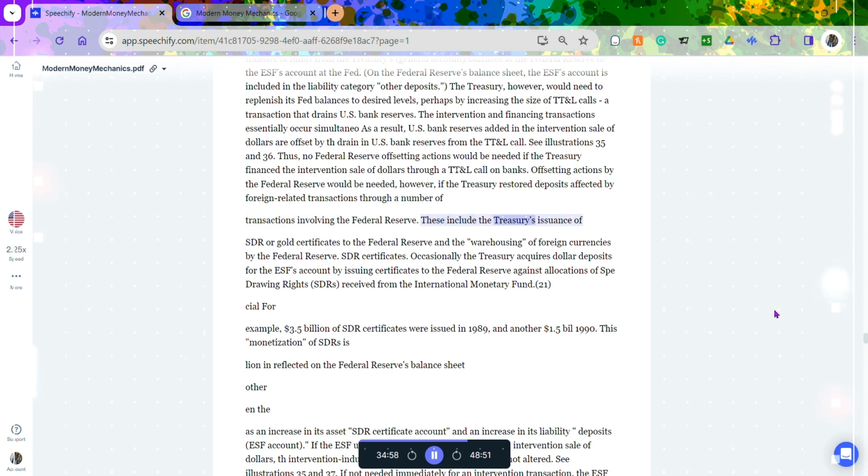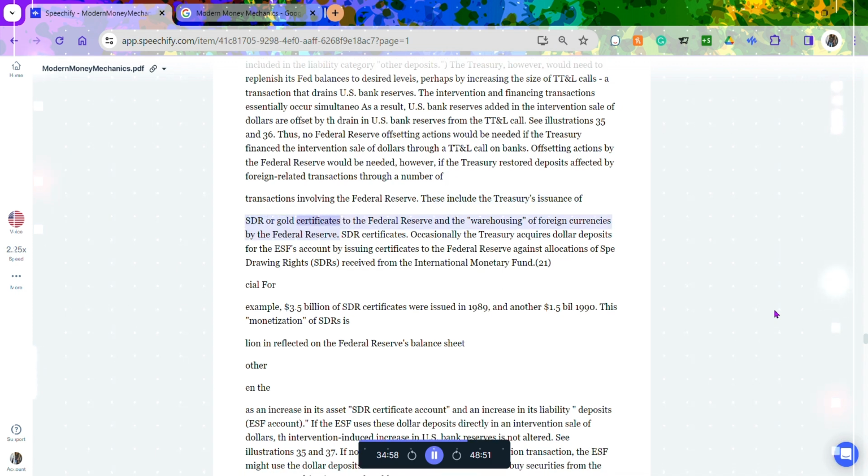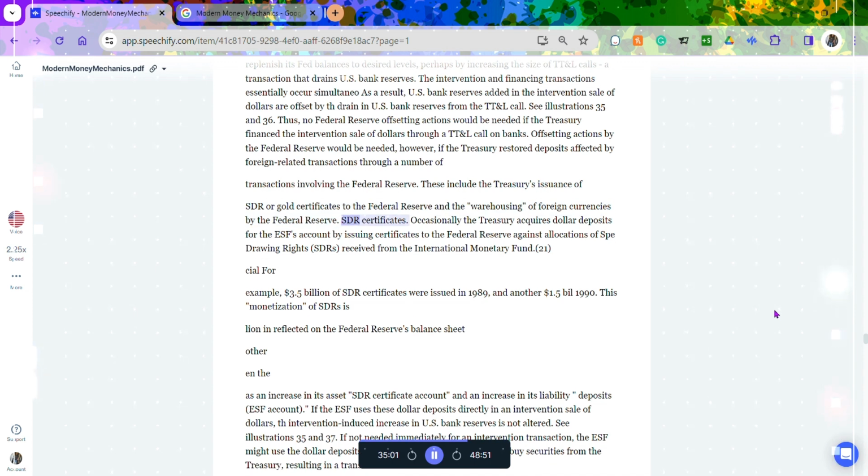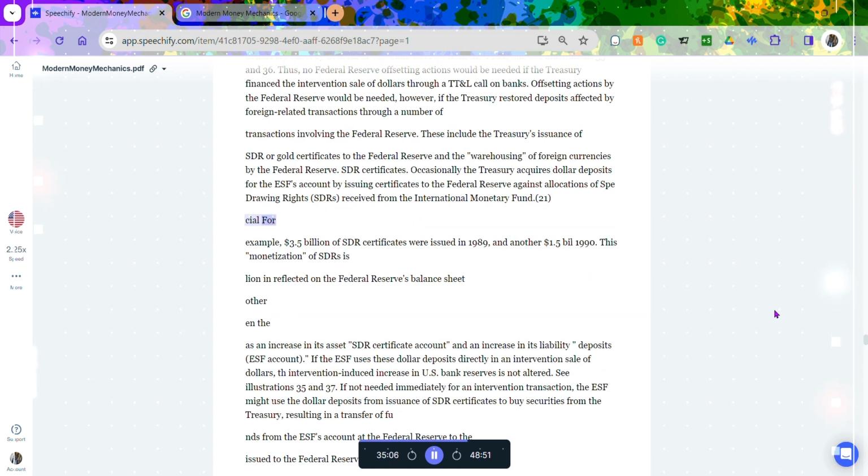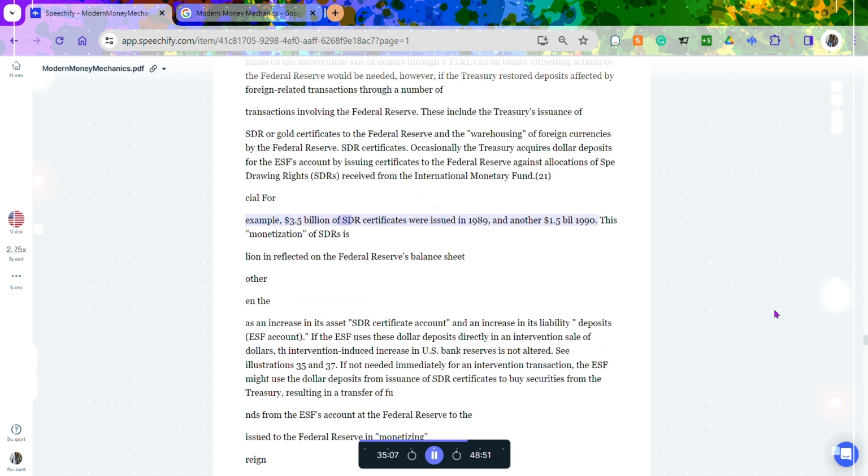These include the Treasury's issuance of SDR or gold certificates to the Federal Reserve and the warehousing of foreign currencies by the Federal Reserve. SDR certificates. Occasionally the Treasury acquires dollar deposits for the ESF's account by issuing certificates to the Federal Reserve against allocations of special drawing rights, SDRs, received from the International Monetary Fund. For example, $3.5 billion of SDR certificates were issued in 1989, and another $1.5 billion in 1990.